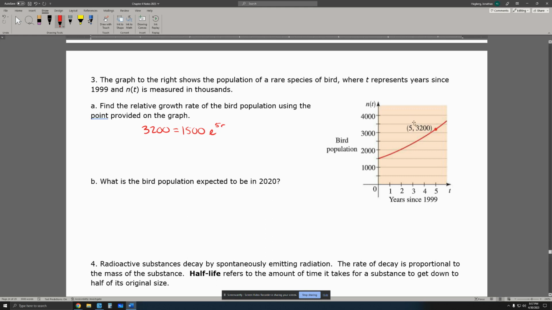T is 5 because we're evaluating the function N of T. N of 5 is 3,200. All right, so let's go ahead and solve this, dividing both sides by 1,500. We get 3,200 over 1,500, which reduces, equals e to the 5r. Let's see, then we would take the natural log of both sides. So the natural log of 32/15 is equal to 5r. And then dividing both sides by 5, we get r is equal to 1/5 the natural log of 32/15. So that would be our exact answer.